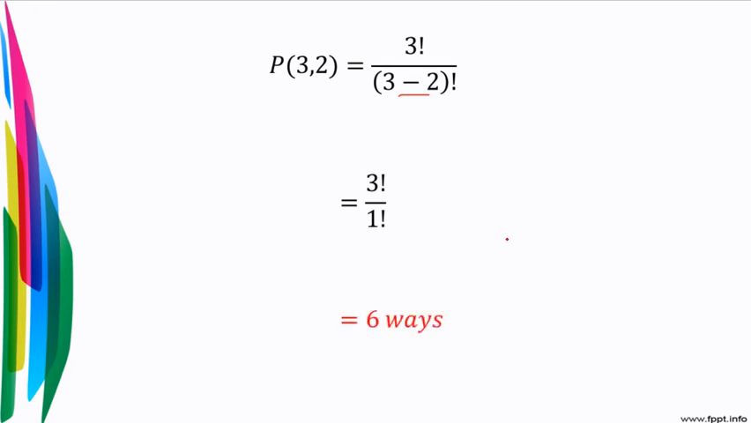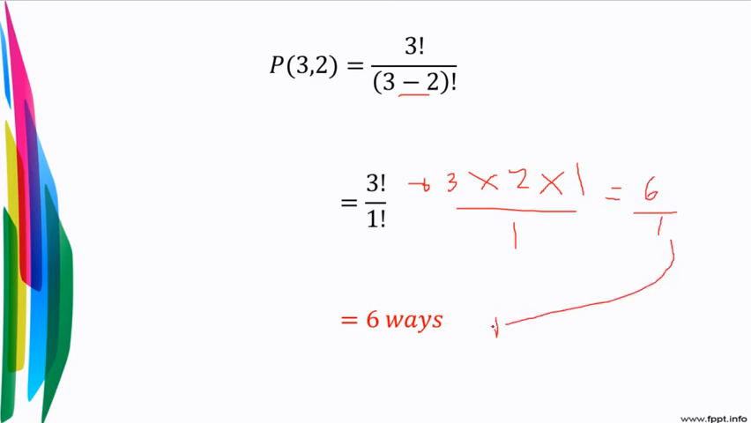Thus, we have the equation permutation of 3 taken 2 equated to 3 factorial over the quantity 3 minus 2 factorial. Simplifying the denominator, 3 minus 2 gives us 1. So we now have 3 factorial over 1 factorial. Upon computing, we conclude that the answer is 6. Because 3 factorial is 3 times 2 times 1, while 1 factorial is simply 1. So 6 divided by 1 gives us 6.